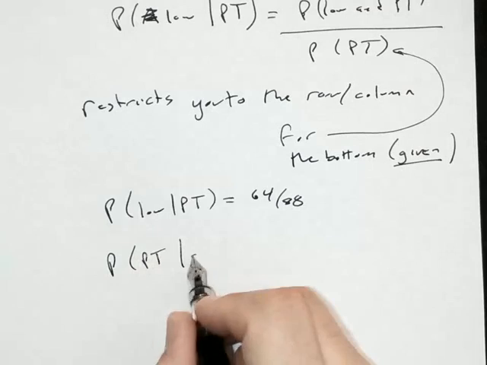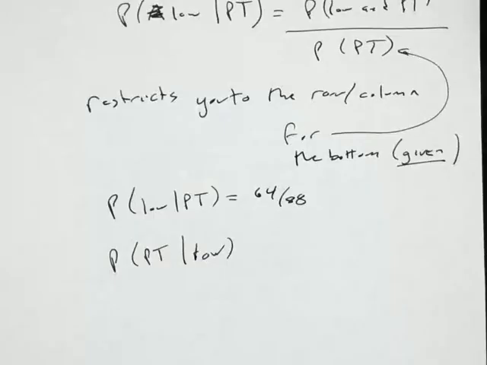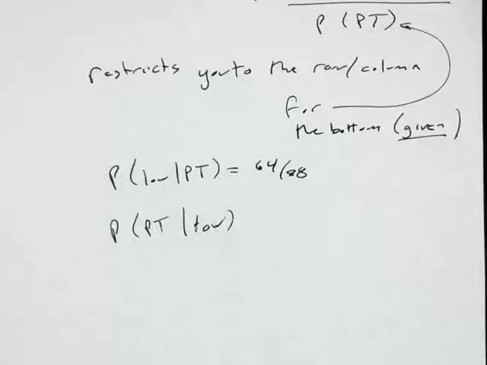What is P of part-time given low? How would I do that one? That's a number bigger than 1. And remember, all probabilities have to be between 0 and 1. So that can't be the right answer, unfortunately.